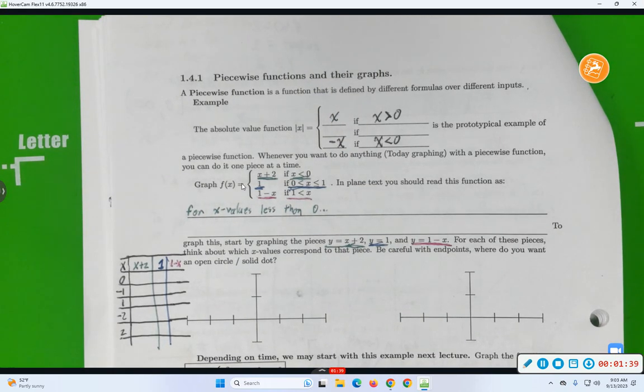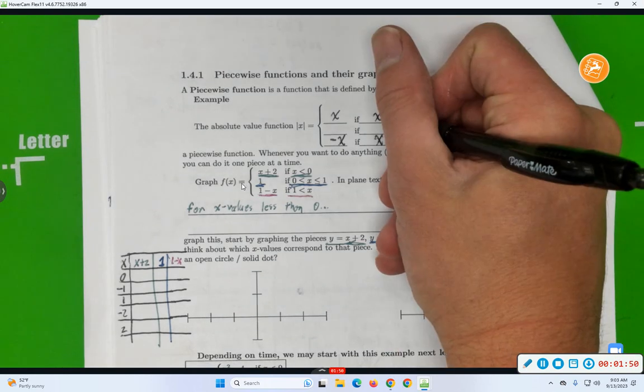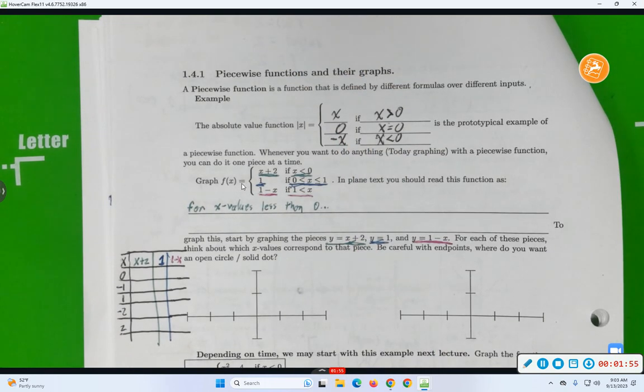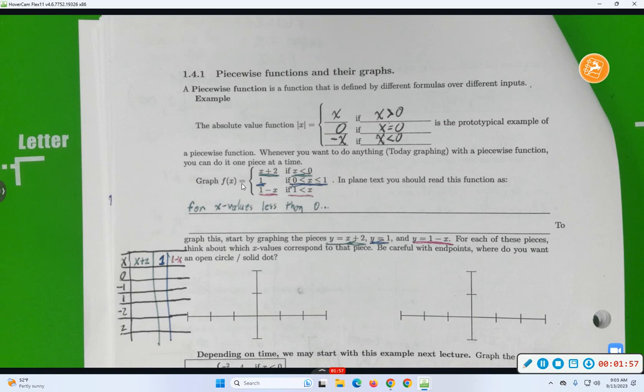And there's one other type of number. If we know what to do with positive numbers and negative numbers, is there a number that's not positive and not negative? 0. What's the absolute value of 0? 0. Cool. So if x equals 0, the absolute value of x is just 0. There's a prototypical example of a piecewise function.